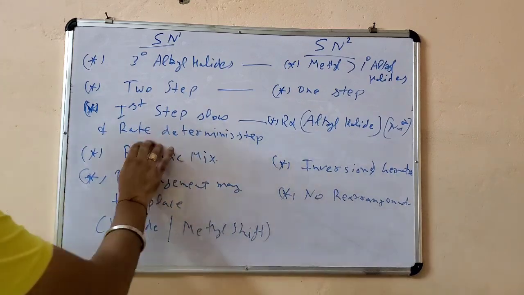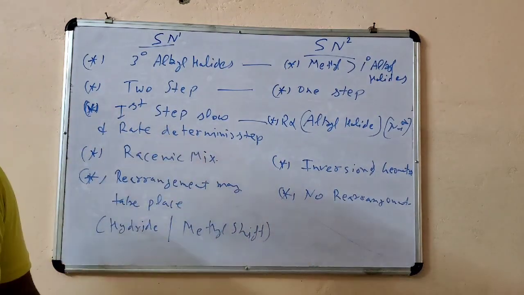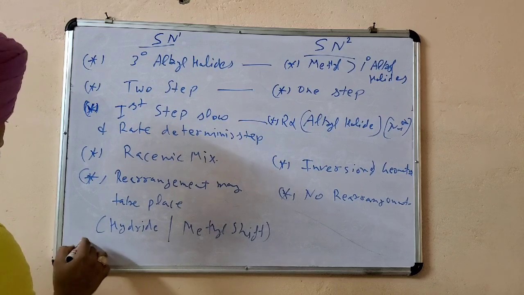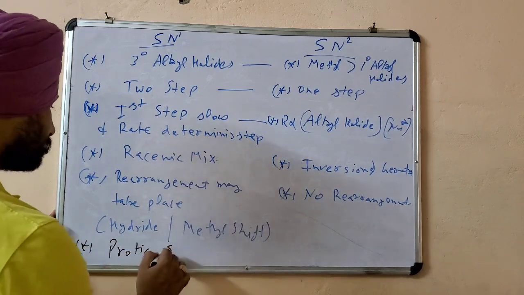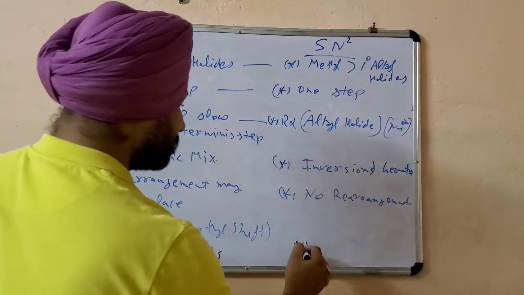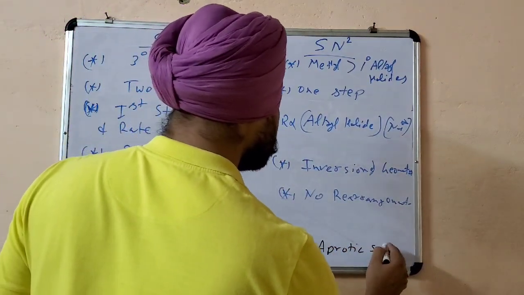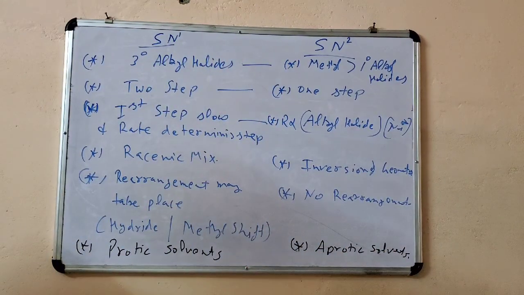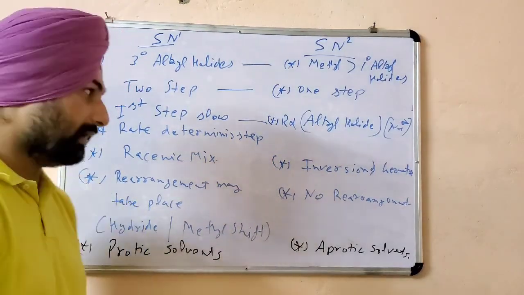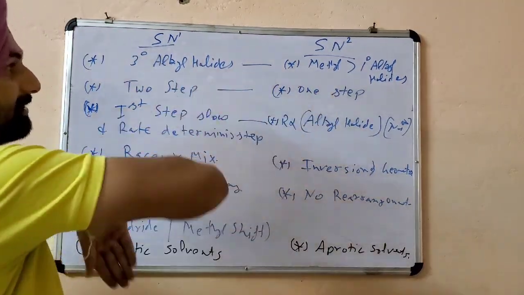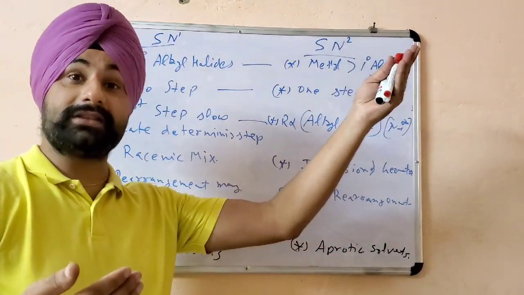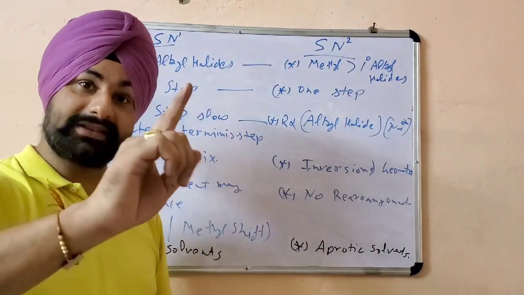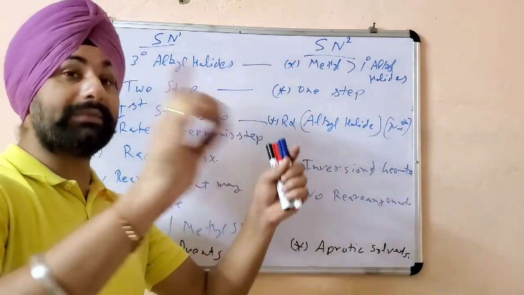SN1 is favorable in protic solvents, whereas SN2 is favorable in aprotic solvents. So these are the important differences between the SN1 and SN2 mechanisms. This is all about your SN1 and SN2 mechanism. If you identify anything out of these differences, you will be able to know which kind of reaction is favorable. The most important thing is the primary, secondary, tertiary carbocation. Methyl, primary, secondary, tertiary, that is for SN2, and tertiary, secondary, primary, methyl, that is for SN1.